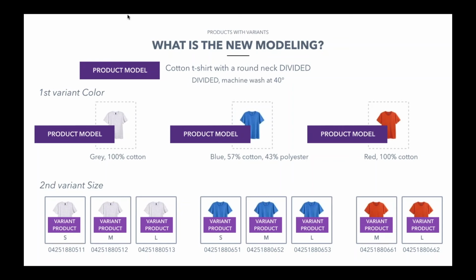We manage 2 levels of product models to enrich both properties at the top level and at the color level, pictures, composition. So with this new catalog modeling, you can manage up to 3 levels of enrichment for your products with variants in Akeneo: t-shirt model, t-shirt color, and t-shirt color size, for example.